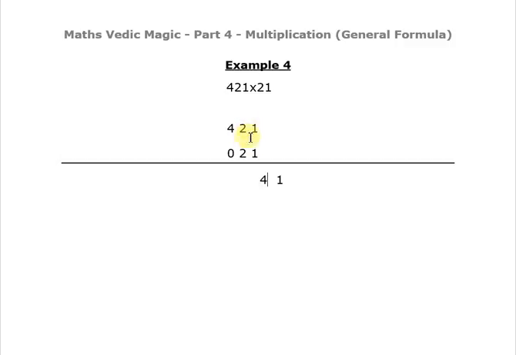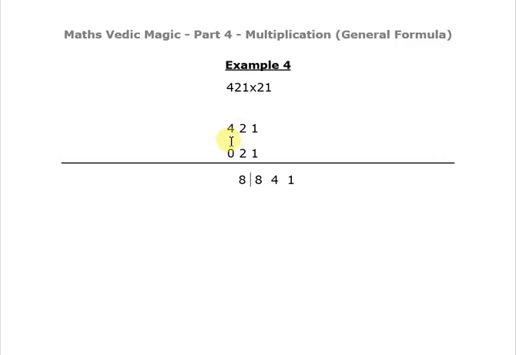8. Then shifting left, so 4 into 2, 8, plus 2 into 0, so that gives us another 8. And then the vertical multiplication of the leftmost digits, 4 into 0, 0. So the answer is 8841.